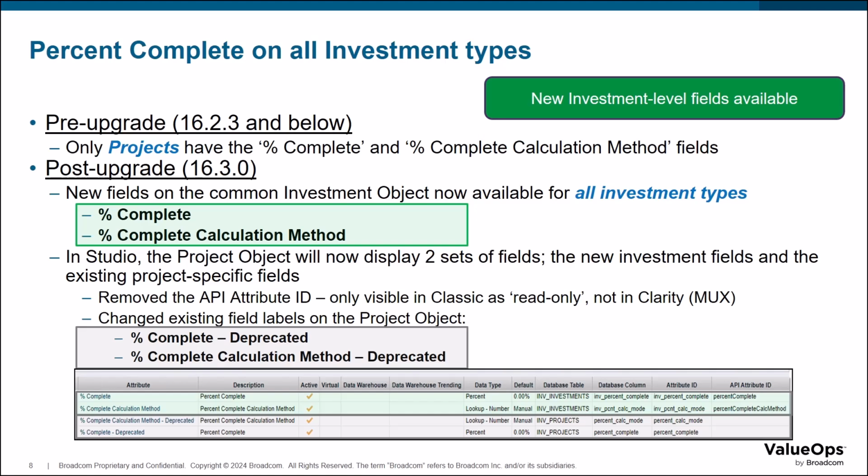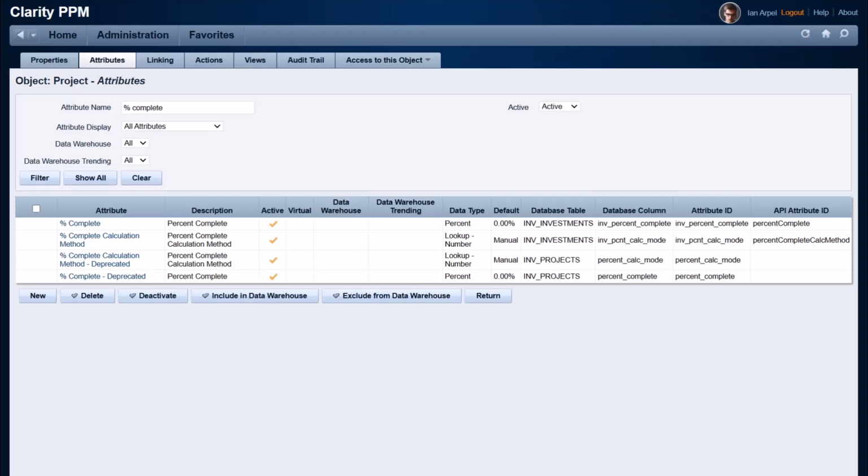Let's go into Classic and look at the project object attributes. As you can see, the old fields that were created directly on the project object have a label change to indicate they are deprecated. The new fields are created on the common investment object and are available for all investment types.